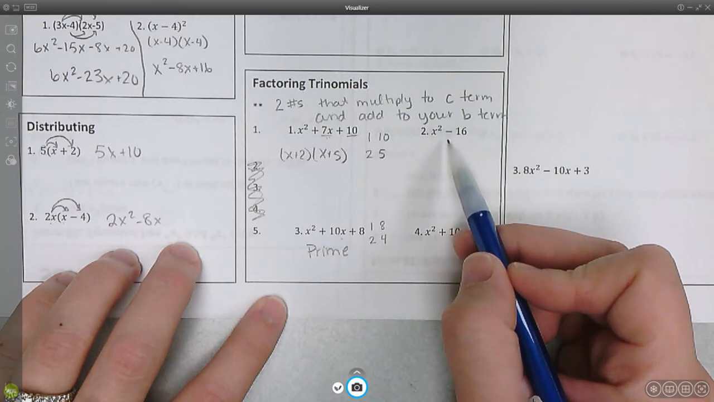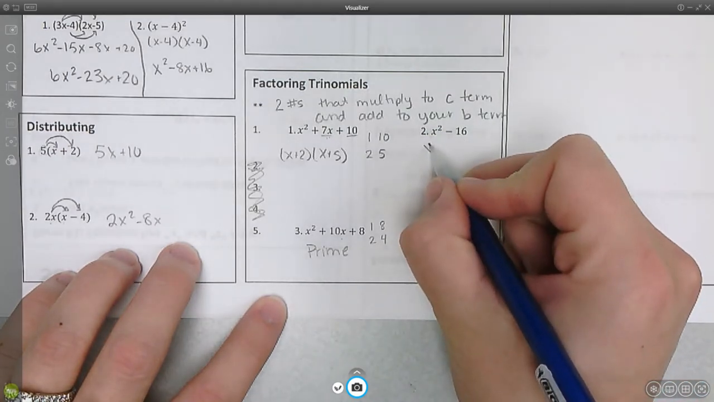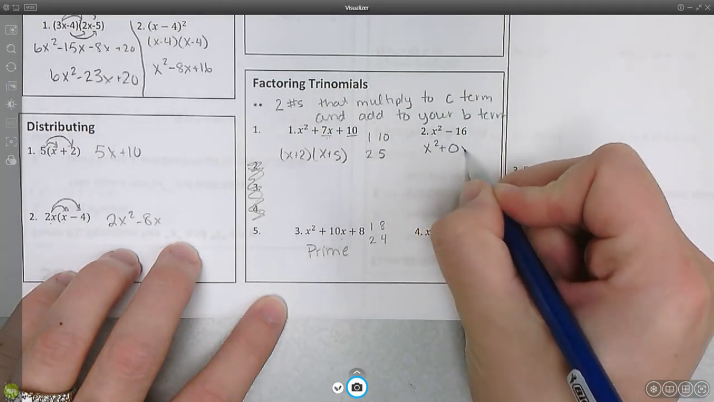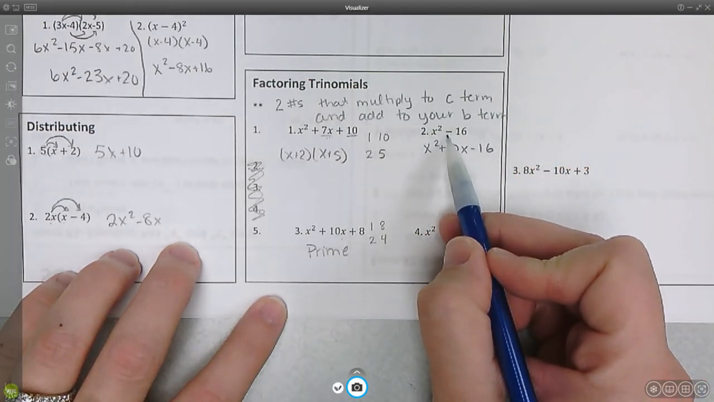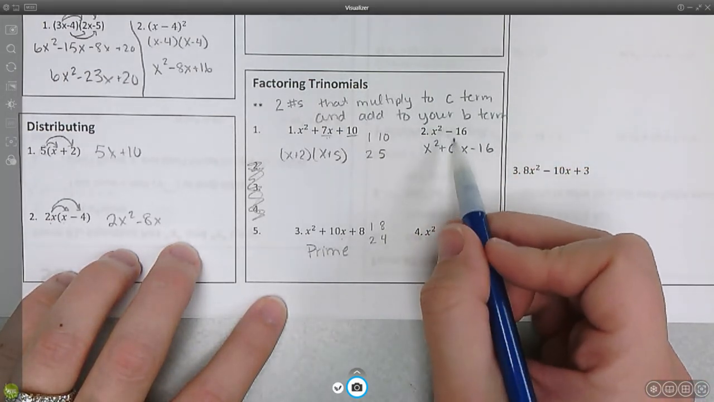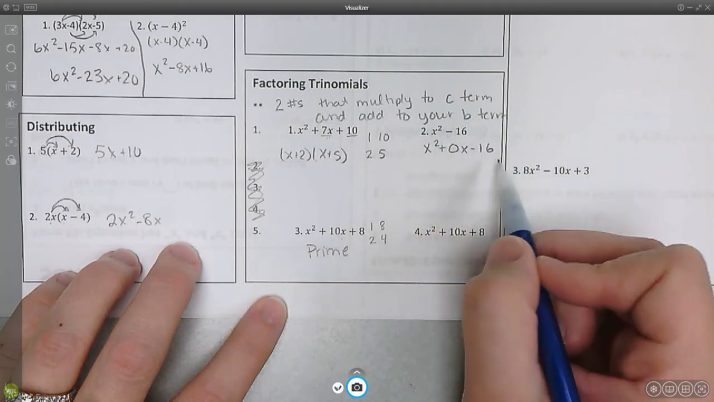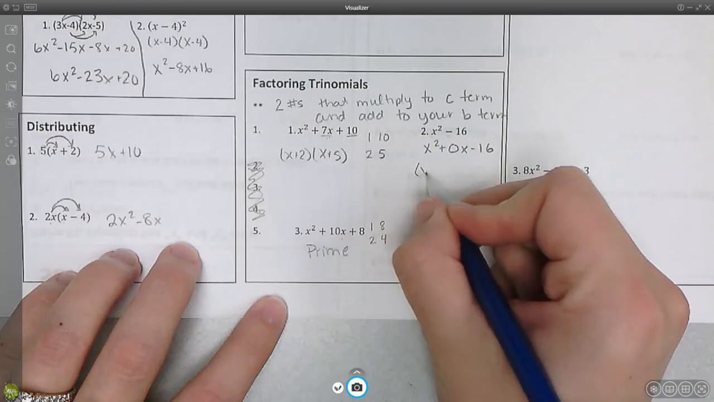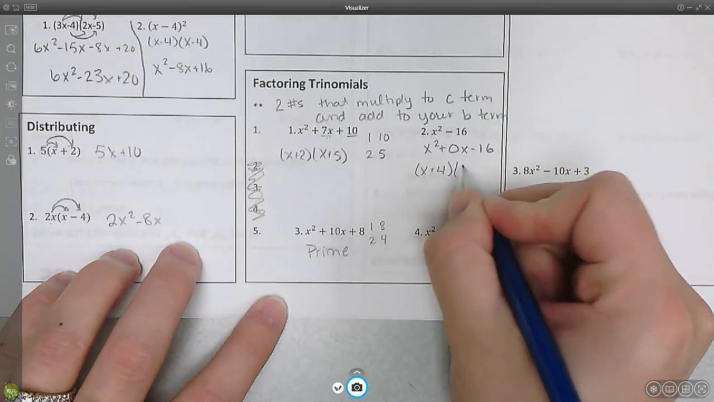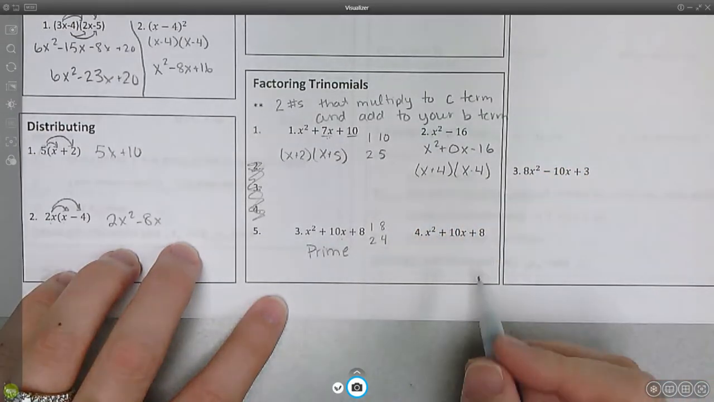This one, I can actually rewrite as x squared plus 0x minus 16 because there are no x's in here. So these two things are equivalent, but now I'm looking for two numbers that multiply to negative 16 and add to 0. And that's just x plus 4, x minus 4.